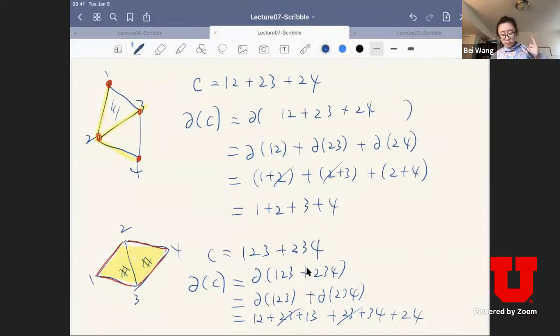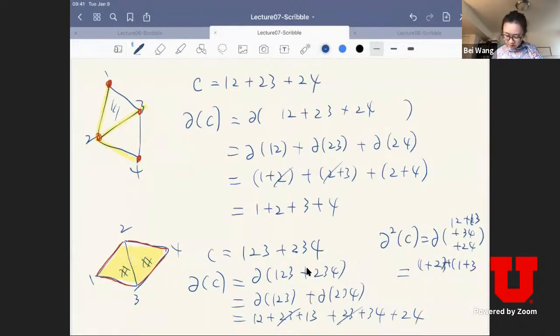Okay. Now let's do one more step. I want to take the boundary squared of this, so I take the boundary of the boundary. I'm taking the boundary of the previous boundary I just computed, which is 1,2 plus 1,3 plus 3,4 plus 2,4. Can someone tell me what I get? 0, right? 0 by the theorem I just stated, but you can also validate it: the boundary of 1,2 is 1 plus 2, the boundary of 1,3 is 1 plus 3, the boundary of 3,4 is 3 plus 4, and the boundary of 2,4 is 2 plus 4. There are exactly 2 copies of each, so they all cancel out, and that's 0.